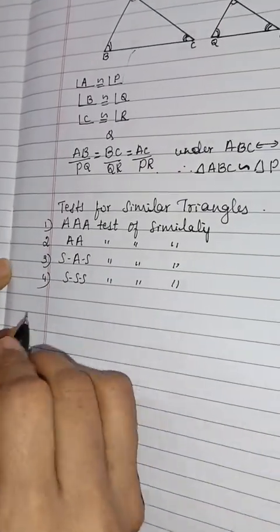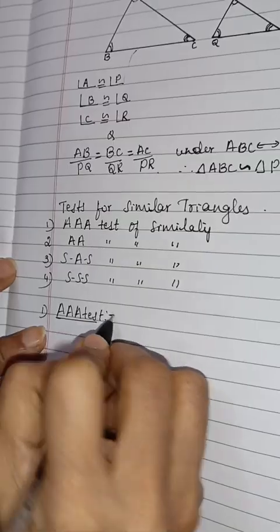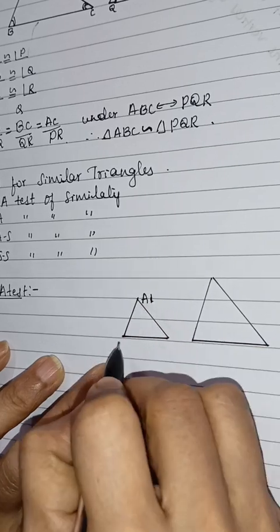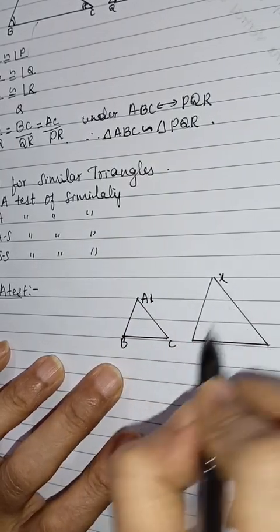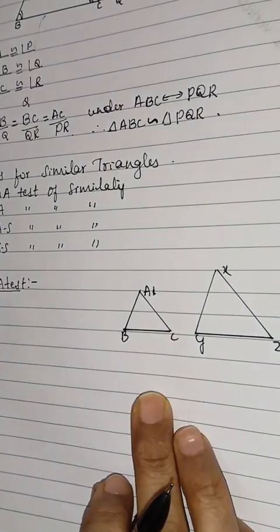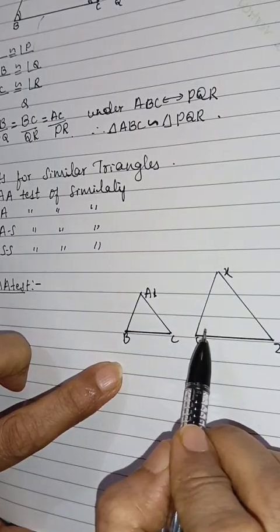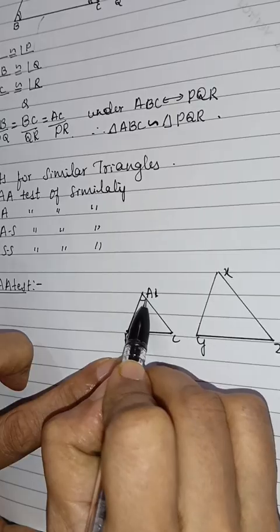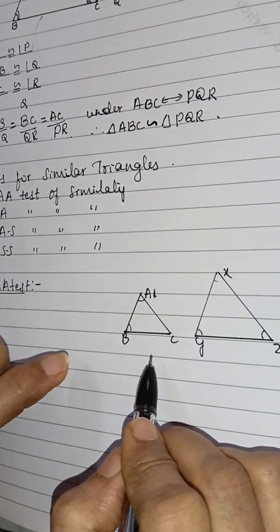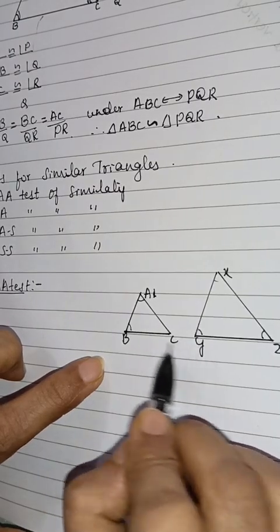So now first we'll see the AAA test. Here are two triangles, this is ABC, and this is XYZ. For a given one-to-one correspondence between the vertices of two triangles, if corresponding angles of the two triangles are congruent, then these two triangles are called similar triangles. Their correspondence is known as similarity.